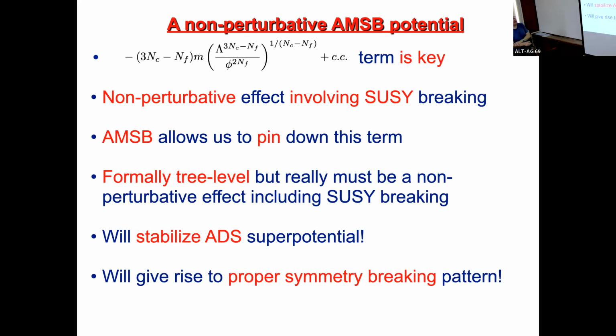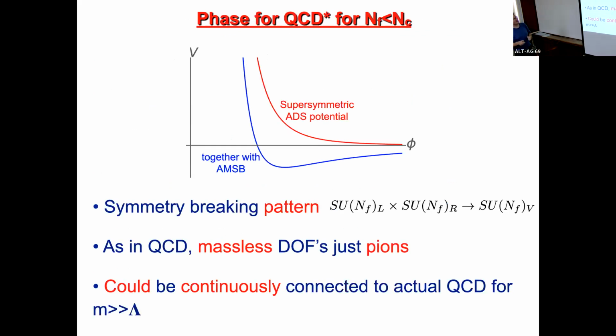Again, this is one of these weird things, because it's formally tree level, but it's really some non-perturbative effect that includes the SUSY breaking in the theory, because it has the ADS superpotential, it has the instanton factor in it, and it has supersymmetry breaking. So this is the kind of stuff that looks really hard to calculate. But AMSB tells you what it is. So this is very nice. If you just have the ADS superpotential, you would have this runaway theory. And now, together with the AMSB, there will be a minimum at a finite value. And the symmetry breaking pattern along this direction will be exactly like in QCD.